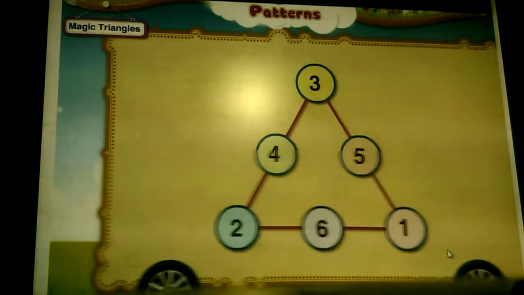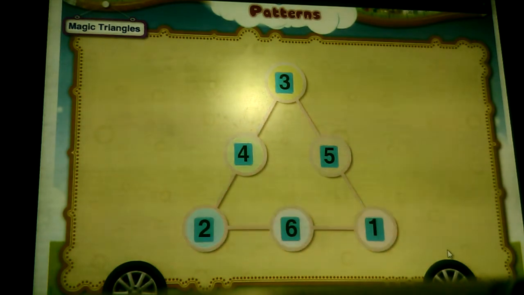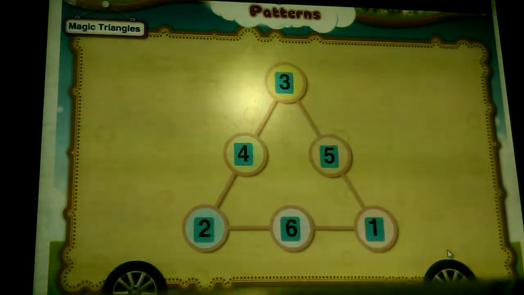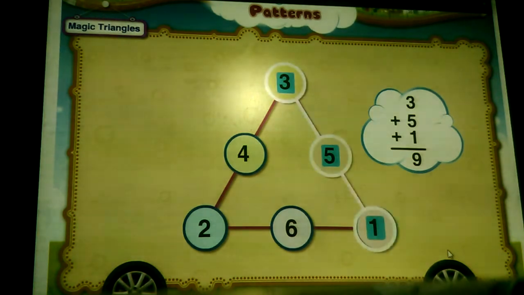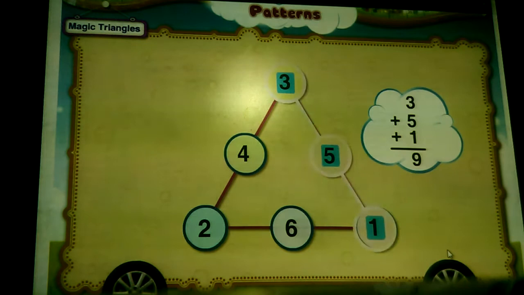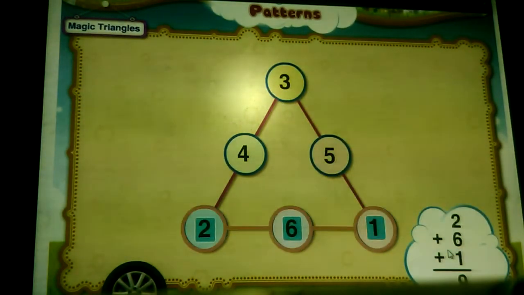Magic triangles. Look at the triangle given here. The sum of the numbers on each side is 9. The sum of 3, 4 and 2 is 9. Similarly, 3 plus 5 plus 1 is also 9. And the sum of 2, 6 and 1 is also 9.